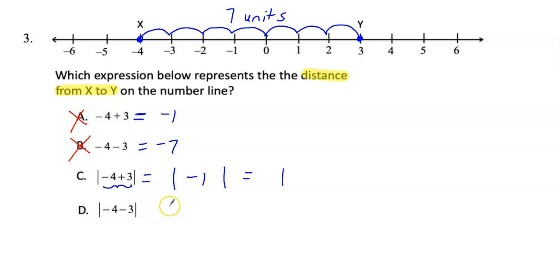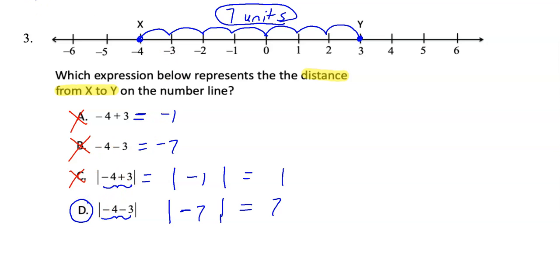Let's just go ahead and finish this up. The absolute value of -4 minus 3, well, I'll bring these symbols over. And I'll evaluate -4 minus 3. -4 minus 3, we've already done that. That's -7. And again, the absolute value of -7 equals 7 because the absolute value always turns the number to a positive, and that matches up with the actual distance. So our answer has to be D.